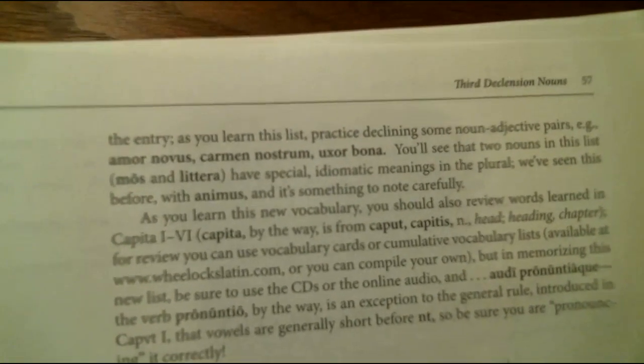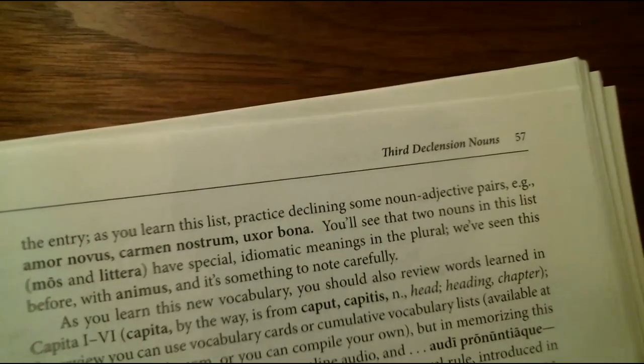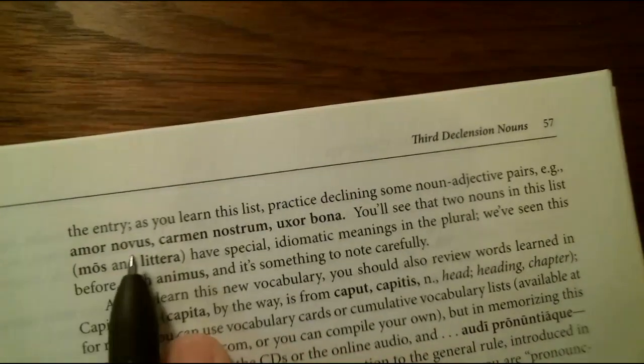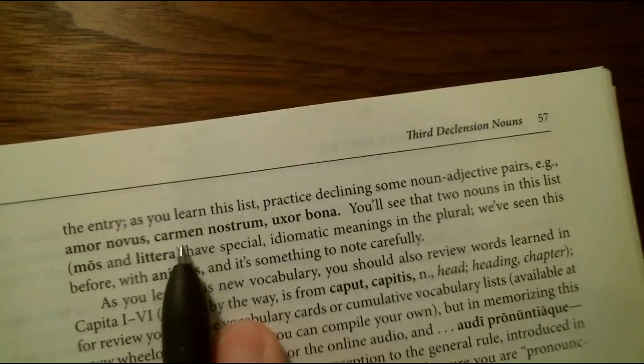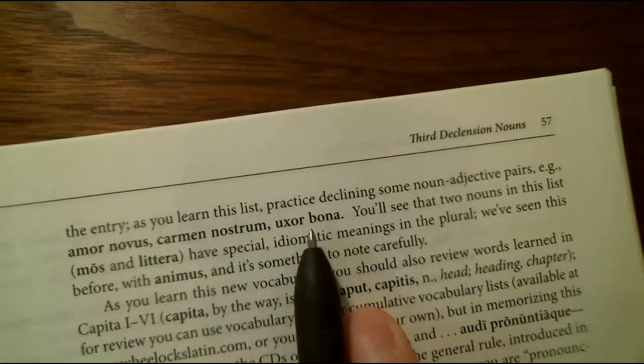And then as you learn this list, practice declining noun-adjective pairs. We talked about that. I did a sample for you, such as a new lover, our song, and the good wife.